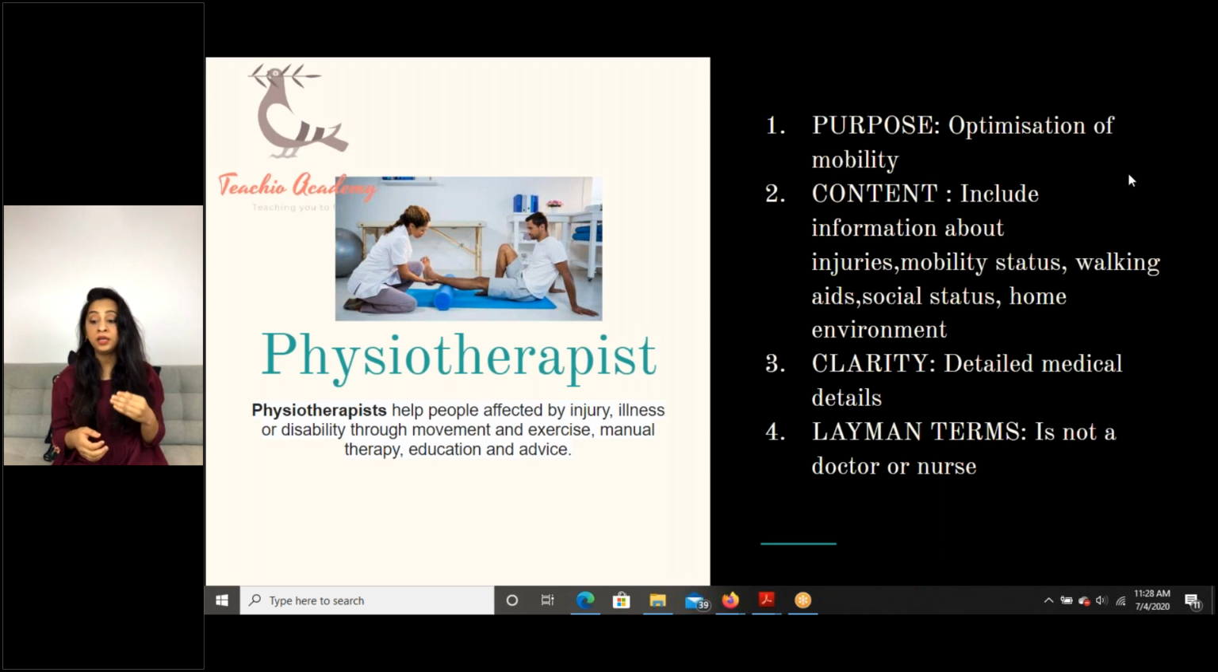Now, if you were writing a letter to perhaps a cardiologist, they won't really be that concerned with the type of mobility aid that the patient is using. But remember, because the job of the physiotherapist is to deal with mobility, every single detail regarding this patient's movement needs to be included as a part of your content.